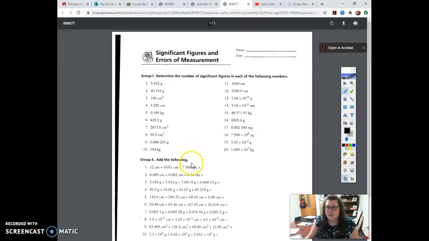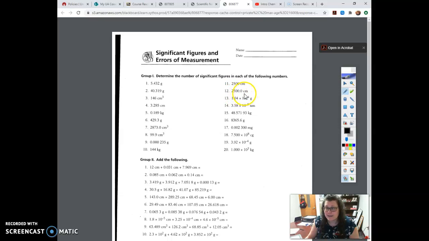If I was to just look at a couple of these, for instance, let's look at 11 and 12 here. If we look at 11, we don't have a decimal point. Because we don't have a decimal point here, those zeros are not significant. Because if we put this number in scientific notation, we would not have those zeros there. We would just have 2.5 times 10 to the 3. So these are not significant zeros. Only the 2 and the 5 are significant.